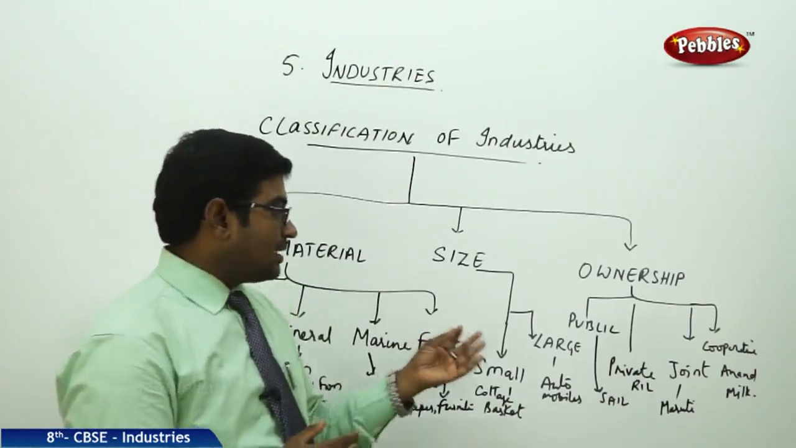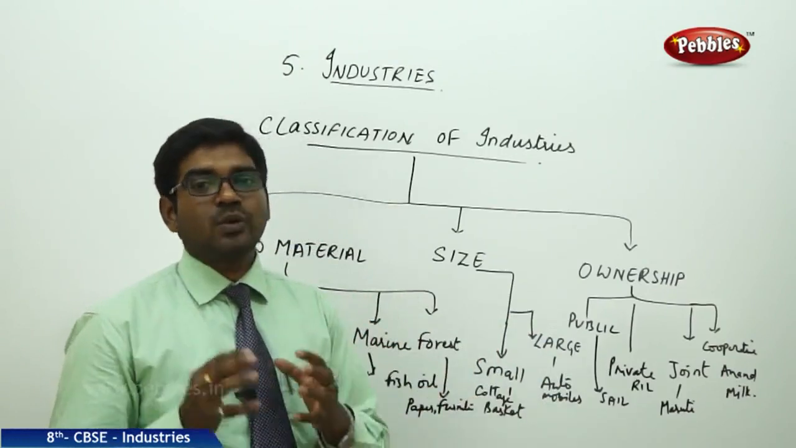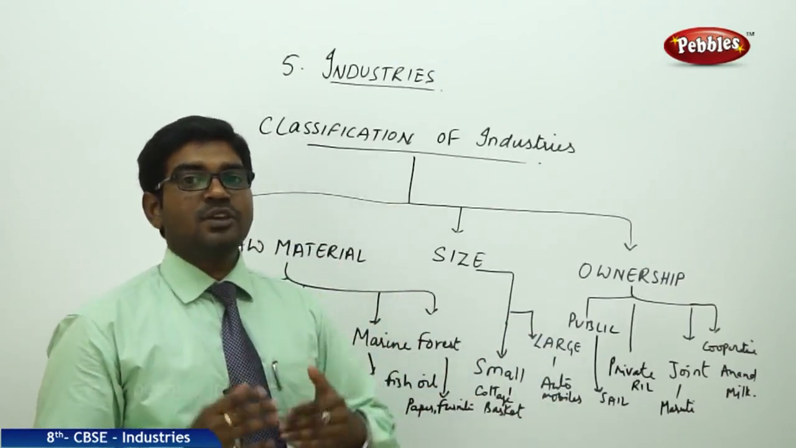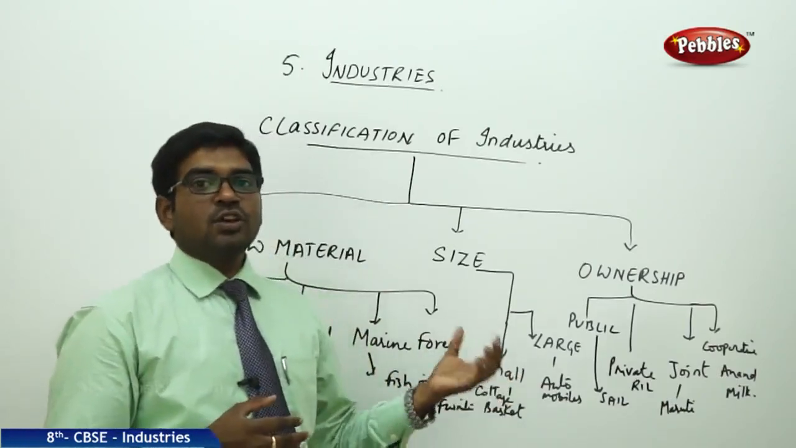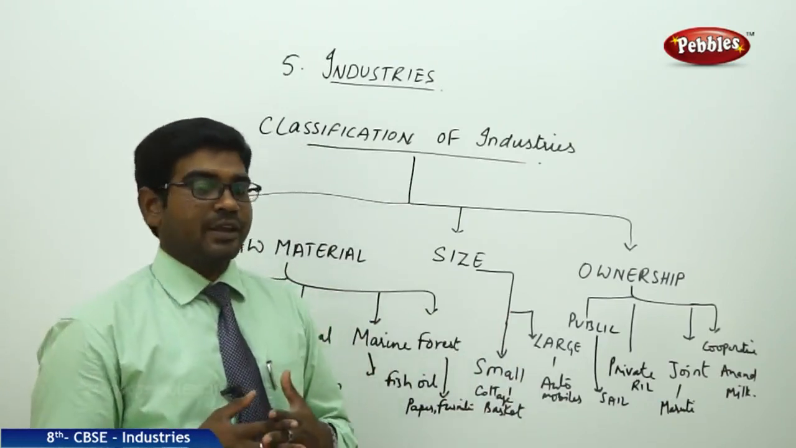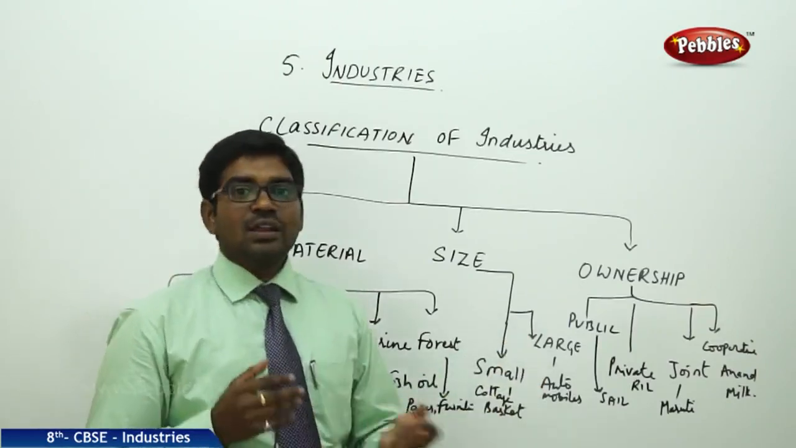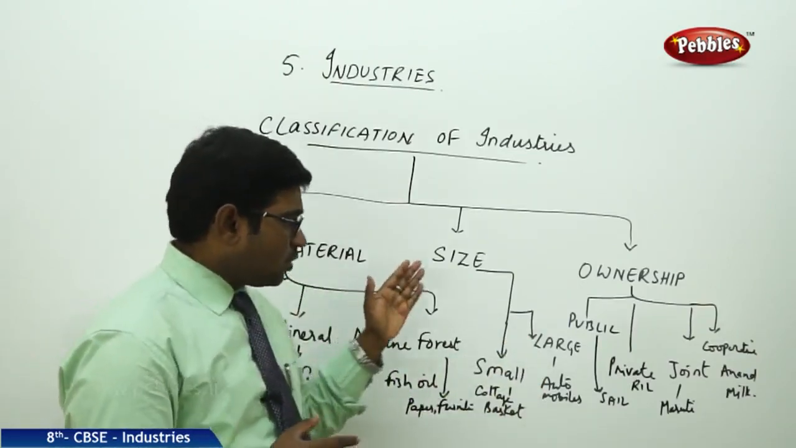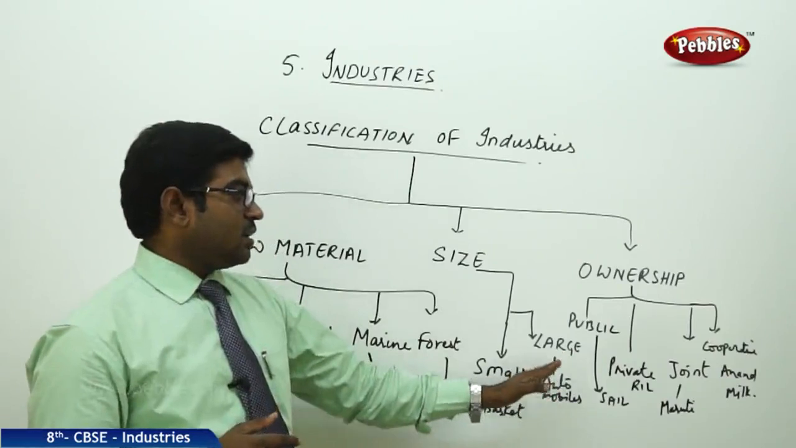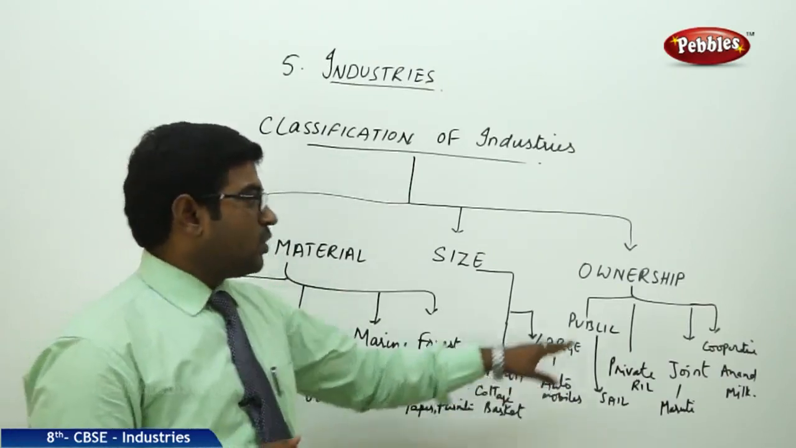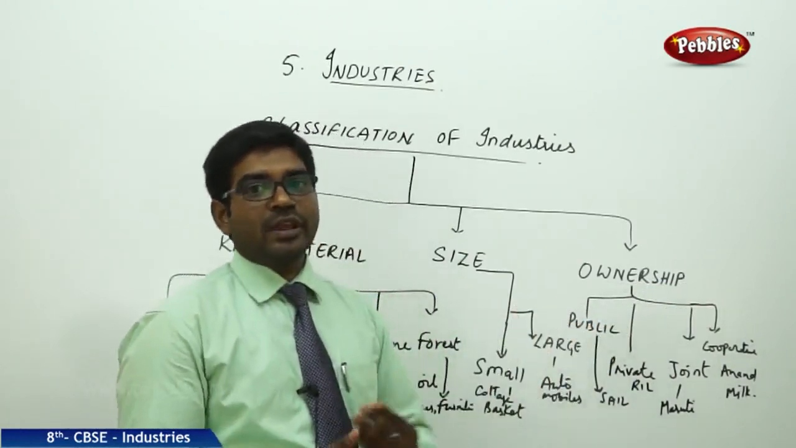But when it comes to large scale industries, a large number of employees work under them. A proper system will be in place and we also need to use higher technology to make a product available in the market. For example, the automobile industry is an example of large scale industries. So based on size, we can divide the industries into small scale industry and large scale industry. And moving on to ownership. The ownership is divided again into four categories.